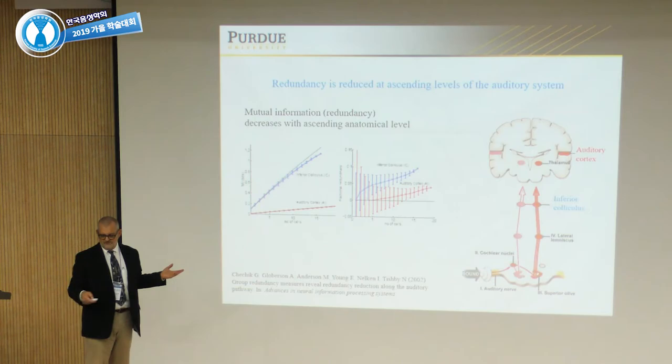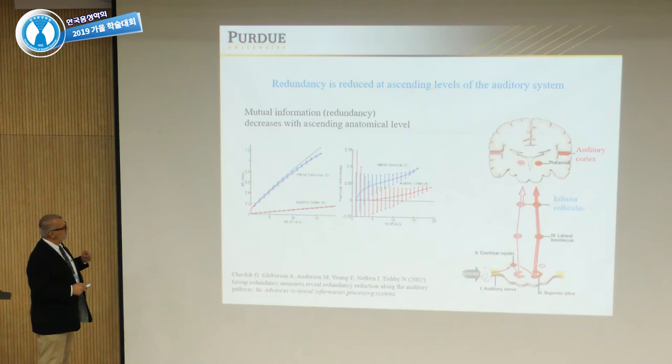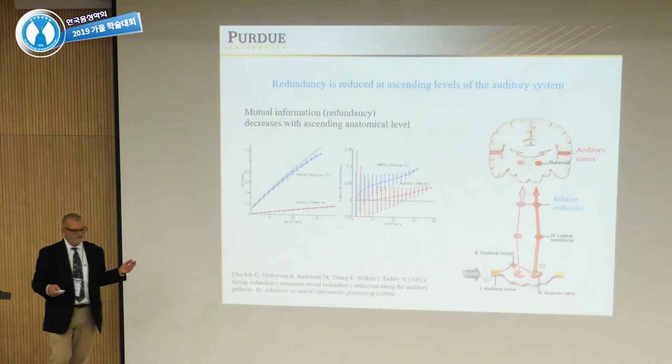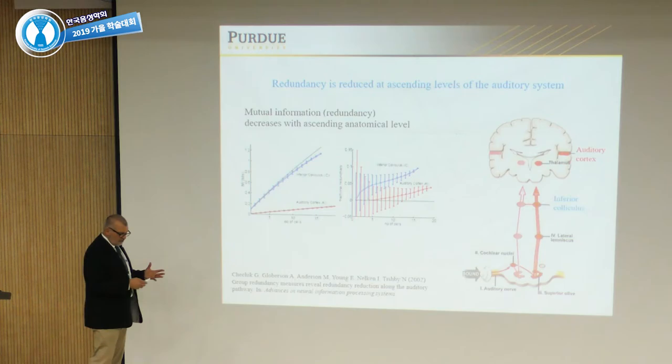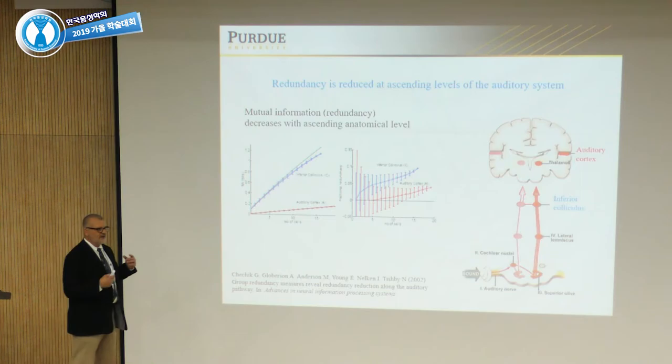That's called mutual information. And one of the things that we see is that while you're in inferior colliculus, the more neurons you record from, you can see an increase in mutual information. In other words, lots of them doing pretty much the same stuff. But by the time you get up here to auditory cortex, you see this big redundancy reduction in that the more you record, the more you find that they've specialized to all be doing different things. All right, so this idea of reducing redundancy as we ascend through the system.